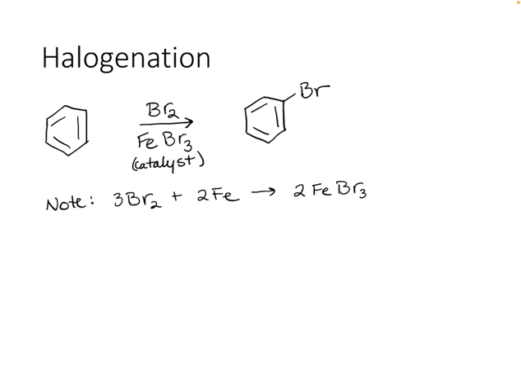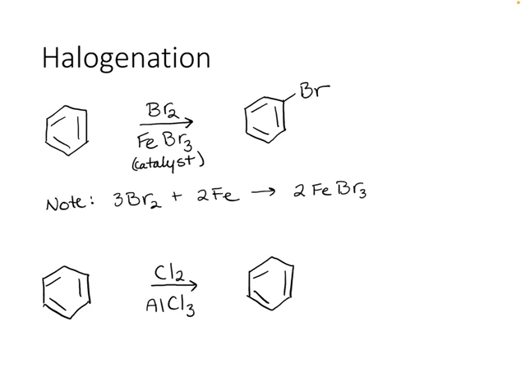Now, we could also add chlorine to the ring, but we'll need a slightly different catalyst. So let's say we add Cl2. The catalyst we'll use here is aluminum trichloride. And that will add chlorine to the ring.